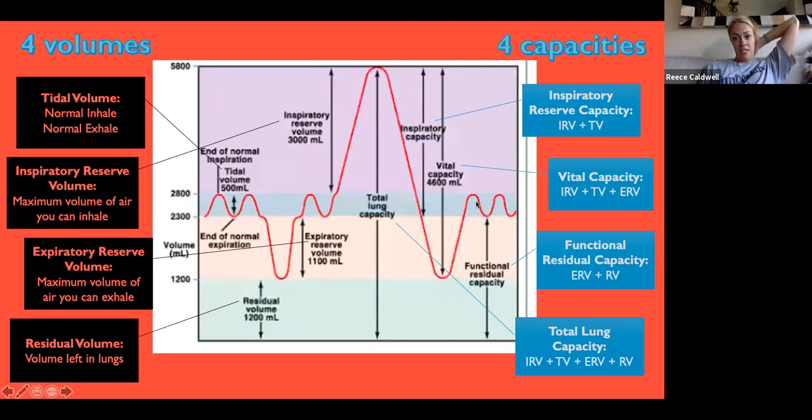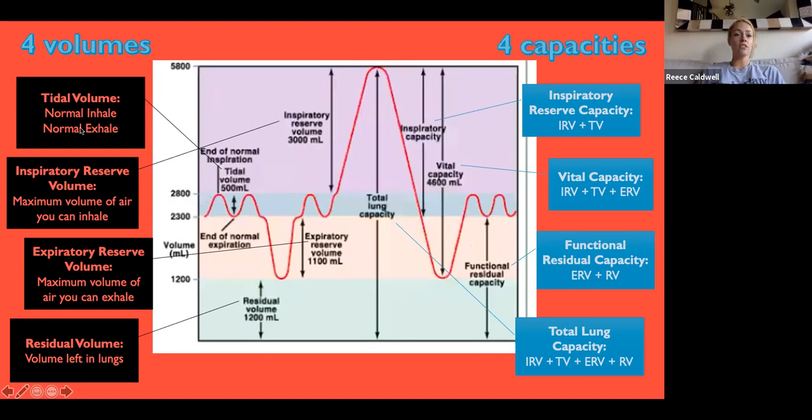So here we're breathing normally, so we should have this amount of air left over in the lungs, because it's not like you fully exhale each time you breathe normally. You normally just breathe out a little bit. So functional residual capacity is the amount left over during quiet breathing.